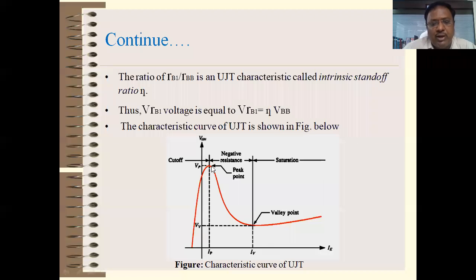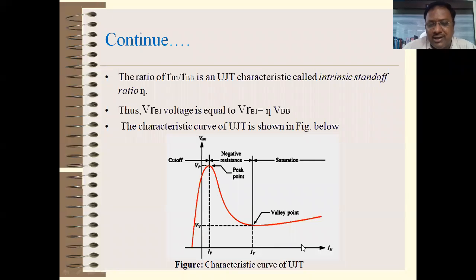Once your device turns on at the peak point, the resistance RB1 decreases from a few thousands of ohms to a few tens of ohms. As resistance decreases, the voltage across that resistance also decreases. That's why this region is called the negative resistance region. It decreases till the valley point. At the valley point, it is the minimum voltage required to keep the device in the on state. This is called the on-state voltage drop of the device. So that point is called the valley point.